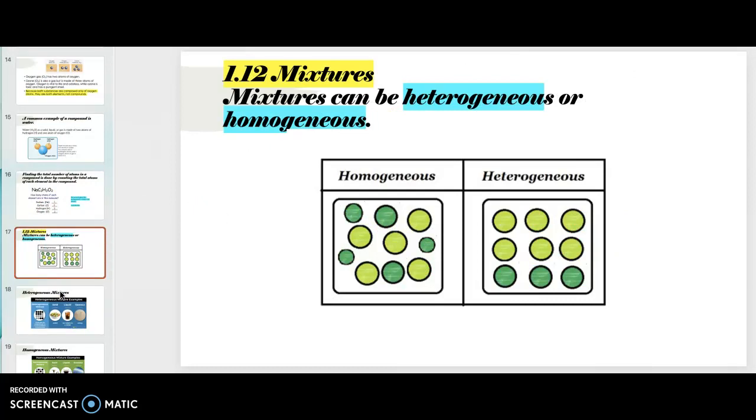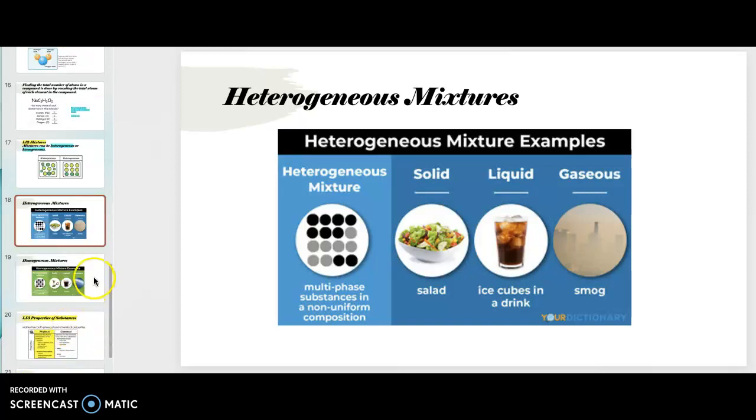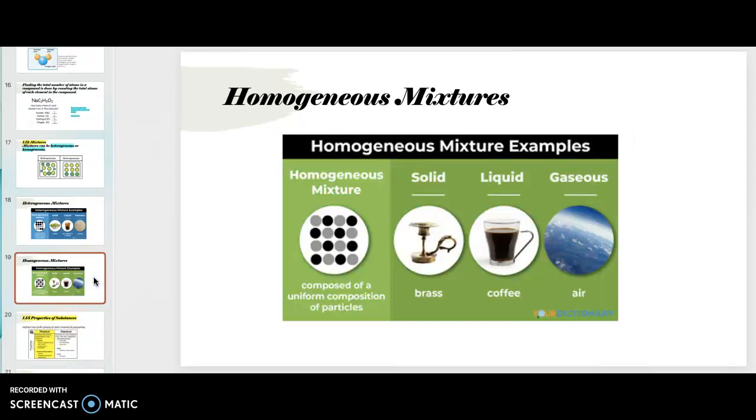The next reading you had was 1.12 mixtures, and these can be what we call either heterogeneous or homogeneous. Heterogeneous mixtures would be examples like salad, ice cubes in a drink, and you can just see the defined parts, okay? Whereas a homogeneous mixture, it would be hard to see the parts. So like coffee, for example, there are different substances there, but they are mixed together and they look as one.